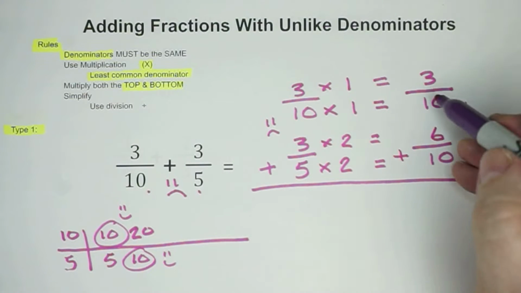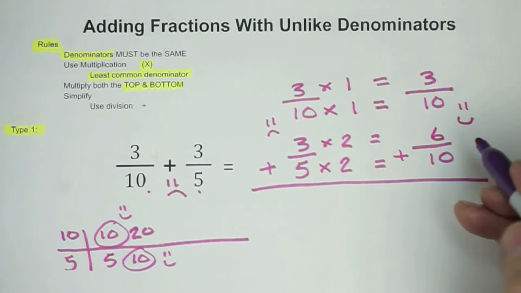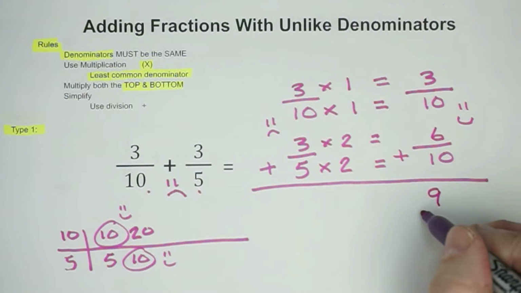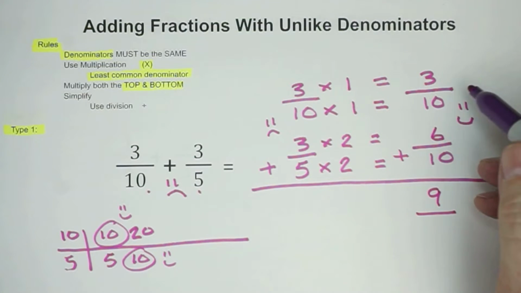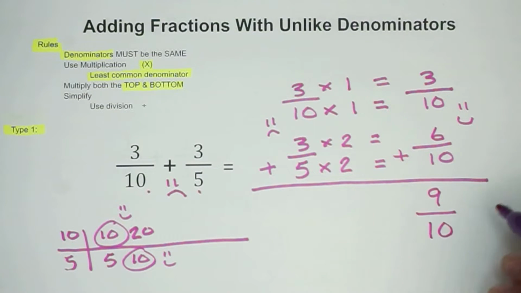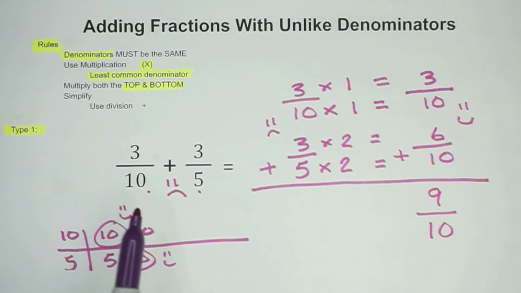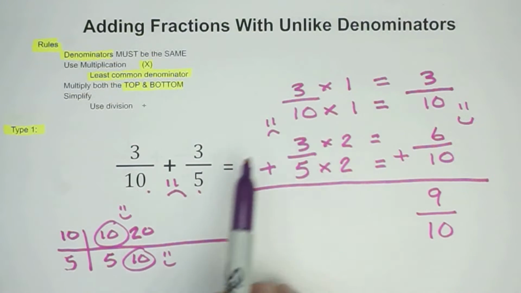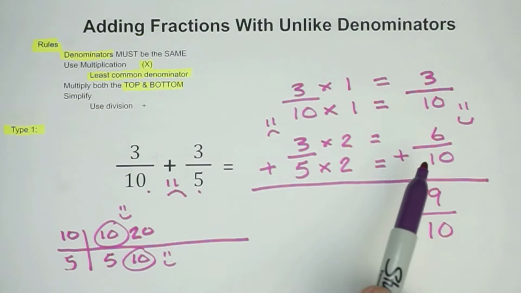And now we can add 3 plus 3, our numerators, is 9. And our denominators stay exactly the same, 10, 10, and 10. And so 9/10 would be your answer. In this case, we do not have to simplify. I call this a type 1 problem because we only ended up having to change one of the fractions. We changed the fifths into tenths.